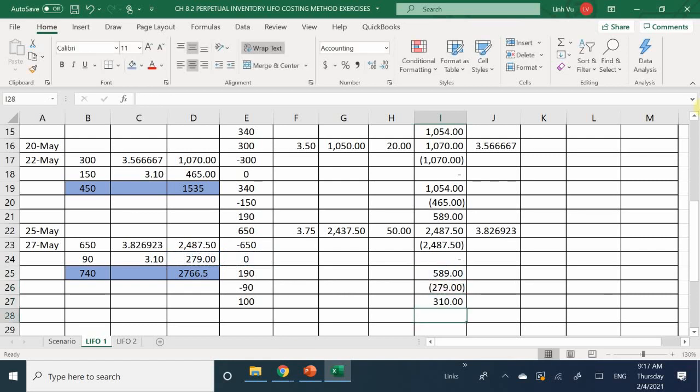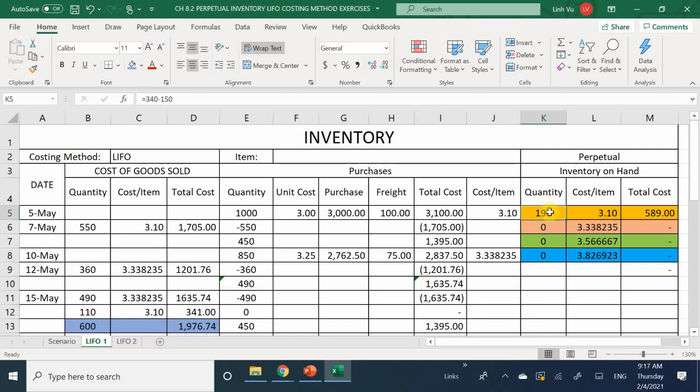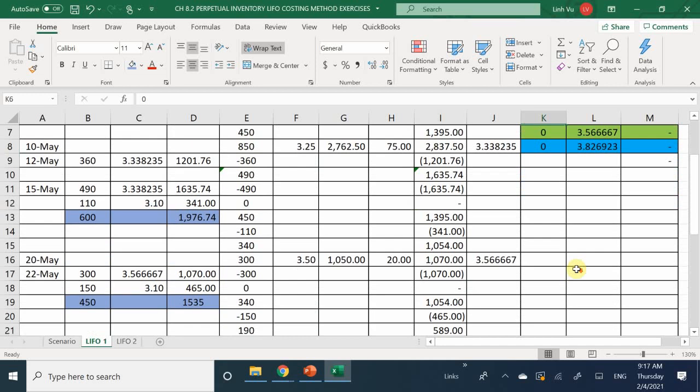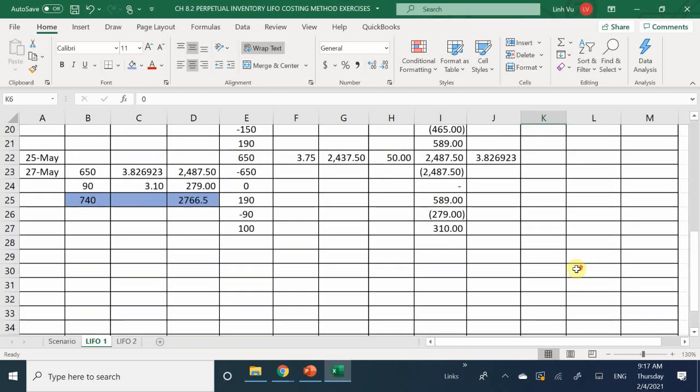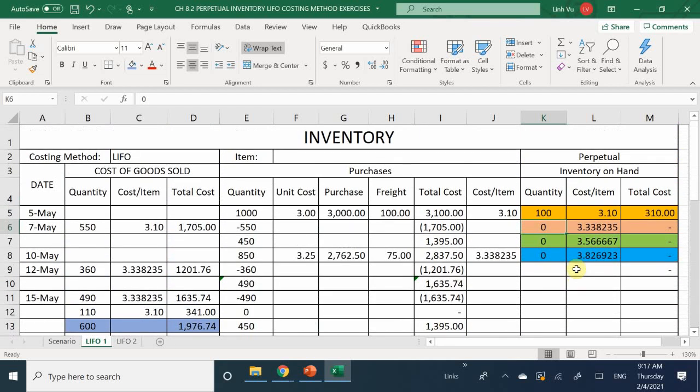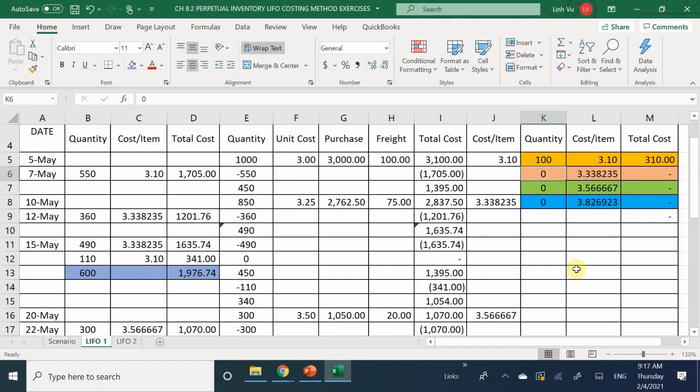So I should have 310 left. And even if I go over here and go 100, 310 is exactly what I have left. Okay. Any questions so far? Pretty straightforward. Now that we understand the concept, we know what we're doing, we saw it from the first section, so now we can just go ahead and apply it. So here is how you do the first example here.